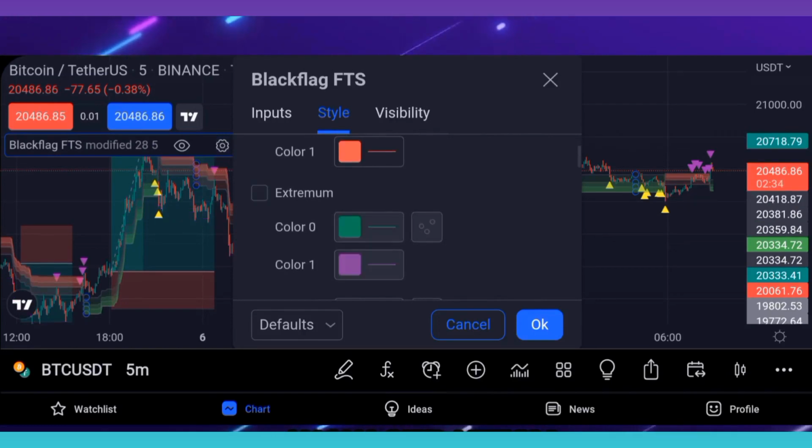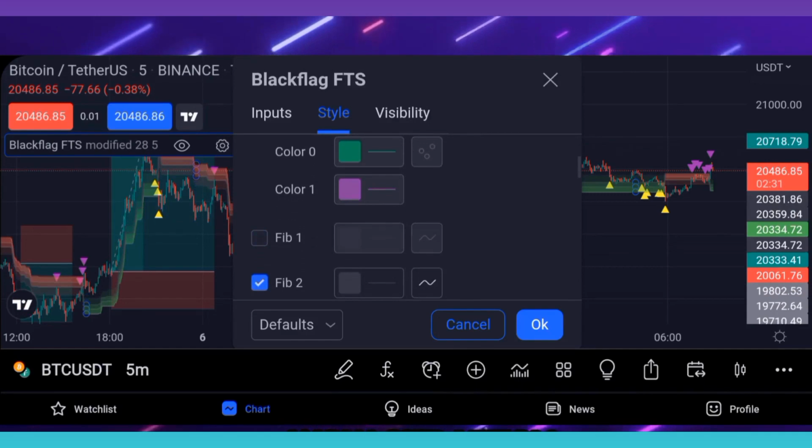To find the entry point, we will add the second indicator to the chart.